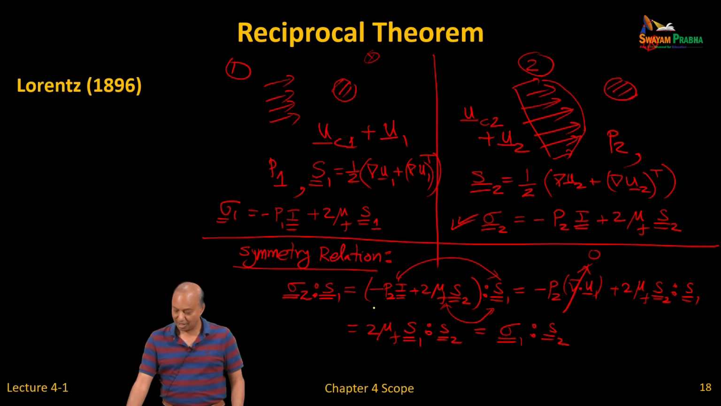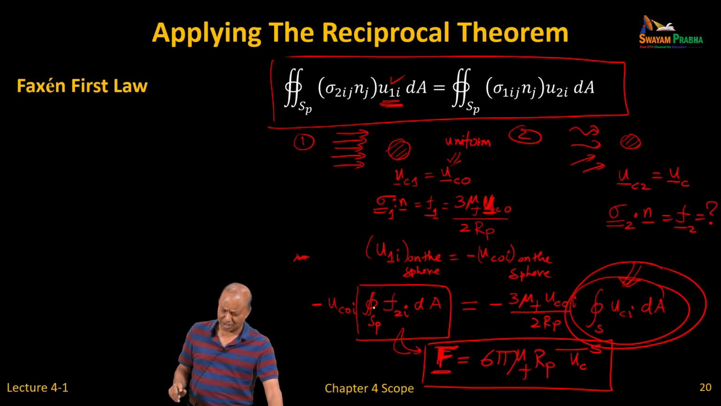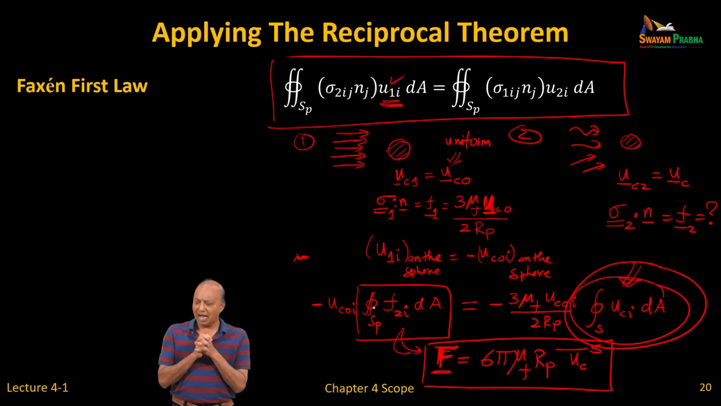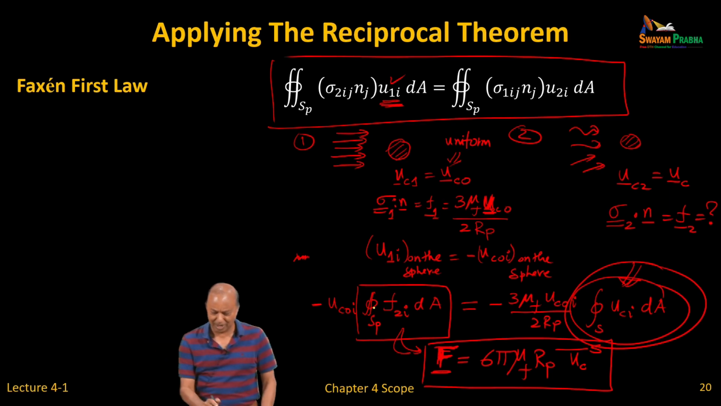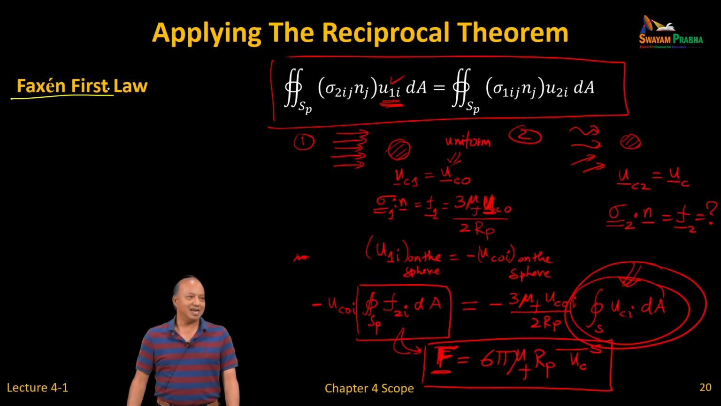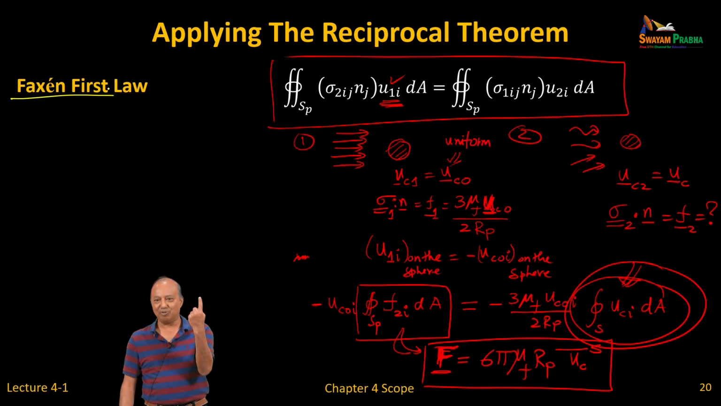So, there is a reciprocal theorem. I don't know, I want to skip all these things. The question that we are asking: this guy Faxen is an amazing guy. He wrote three theorems and he solved the problem in some universal way. And I am going to talk about one of his theorems.